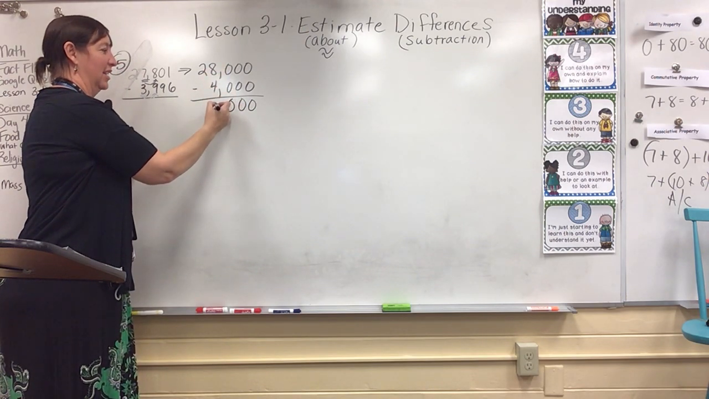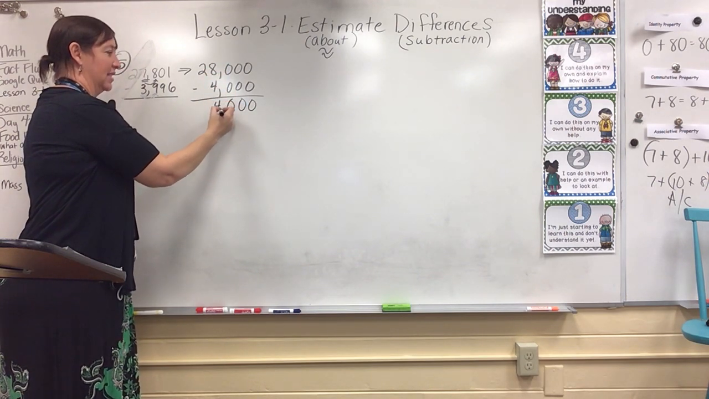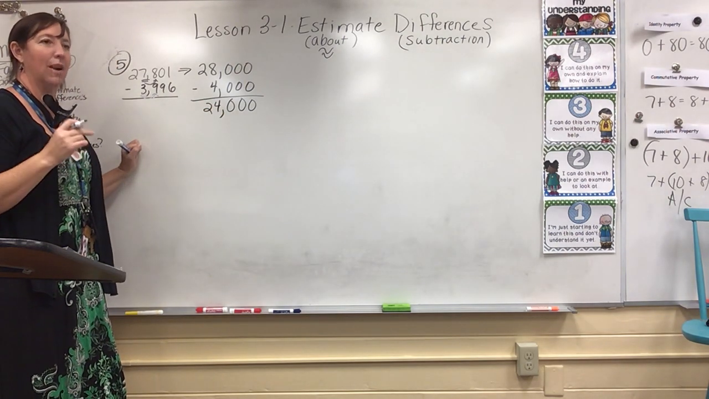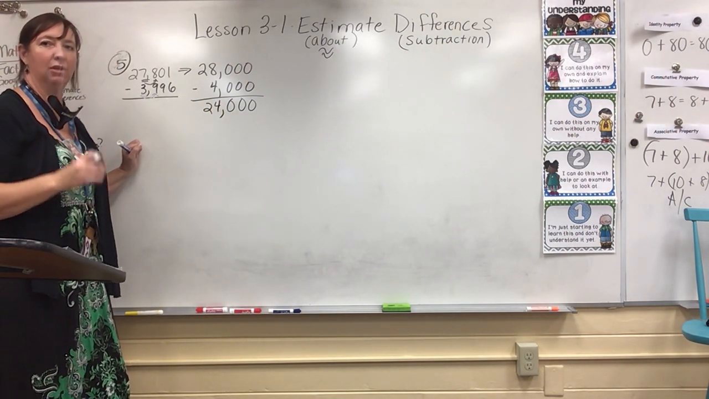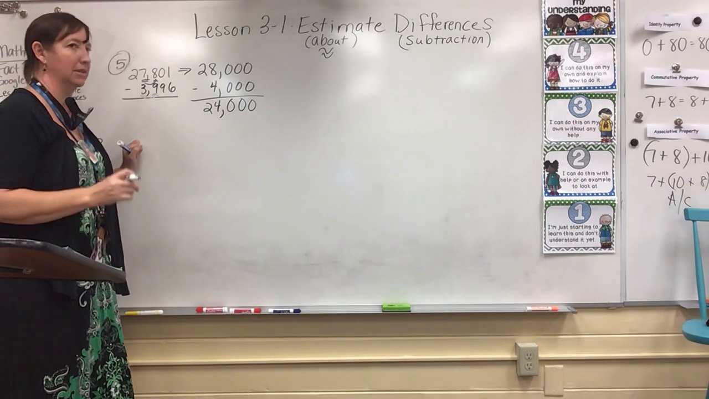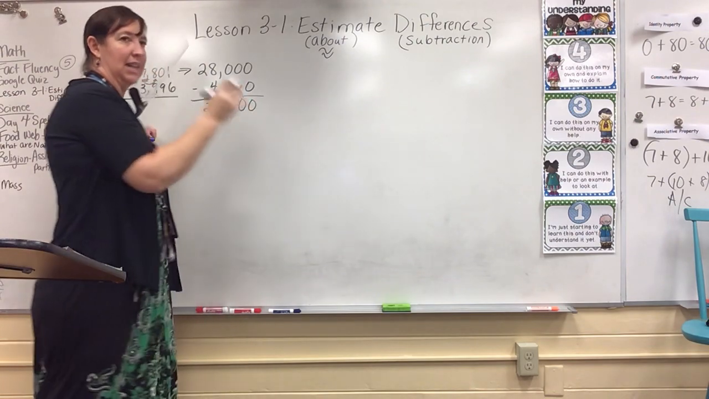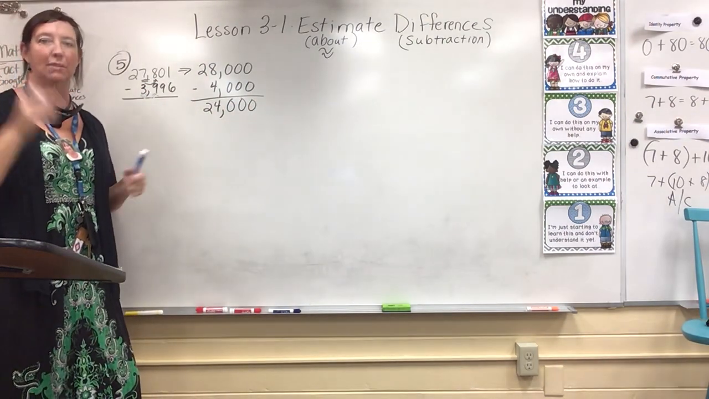8 minus 4. 24,000 is 4, and then bring down the 2. So it's 24,000. I want to make sure you realize to round to the place of the least number. That's important. Did everybody get a chance to write that one down? Yes. Okay, take a few minutes and write that down.